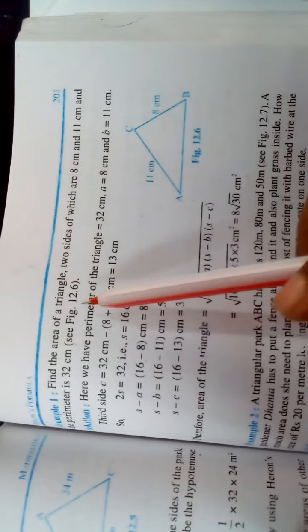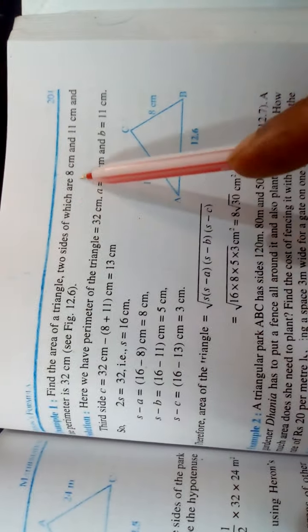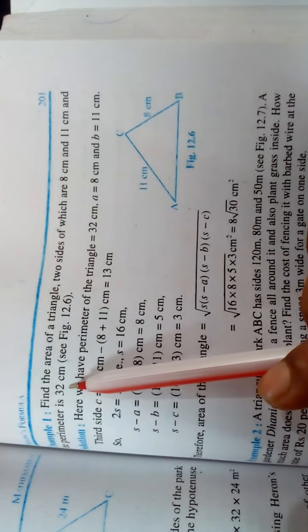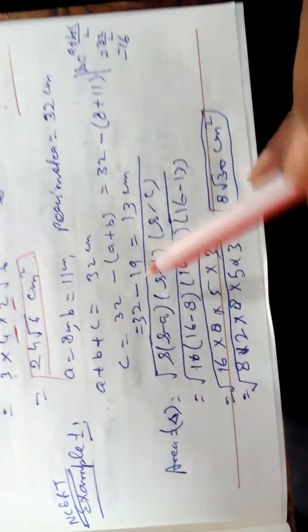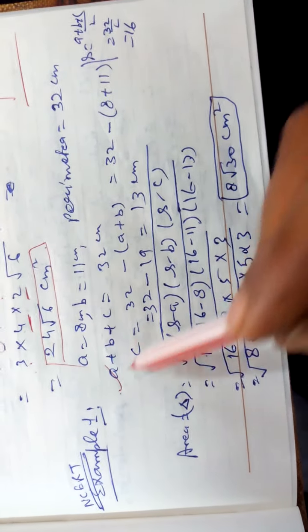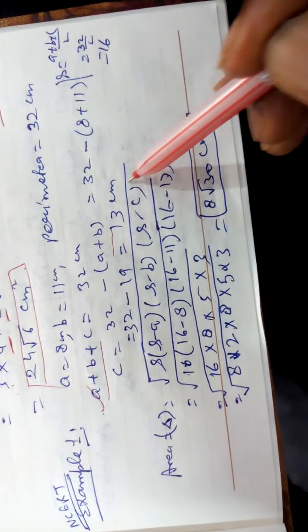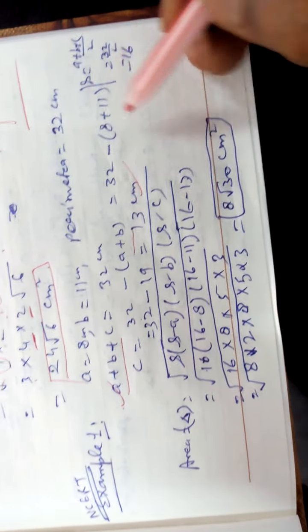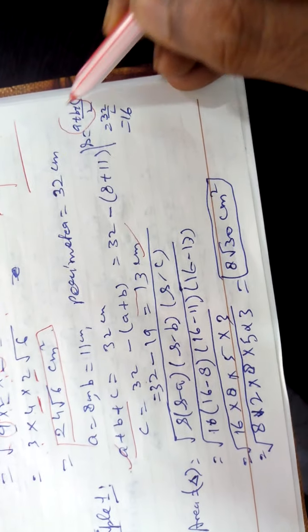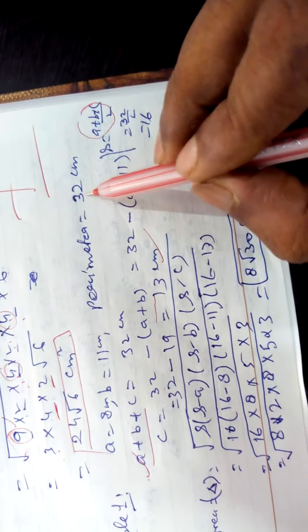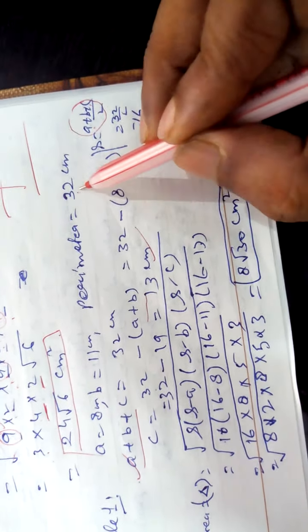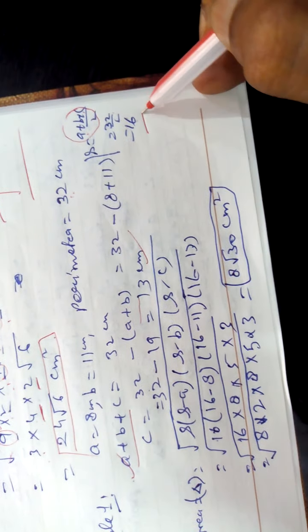Find the area of a triangle whose sides are 8 and 11 and perimeter is 32. Two sides given, third side is not given. You find out the third side by the perimeter formula. A and B you subtract from 32, you get 13. Now semi-perimeter S. What is the S? S is the half of perimeter. No need to again add. Perimeter is given. 32 by 2, 16.